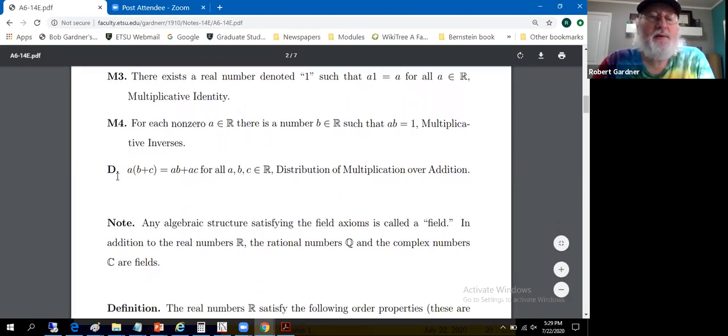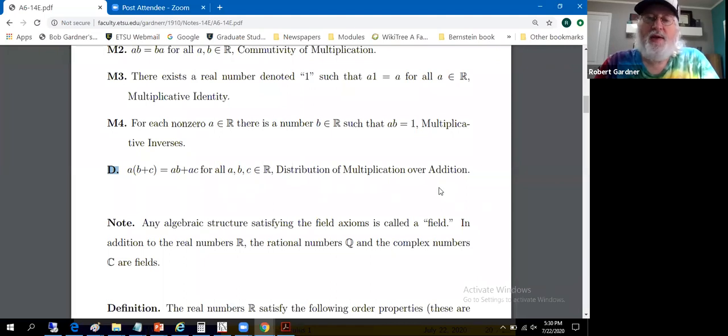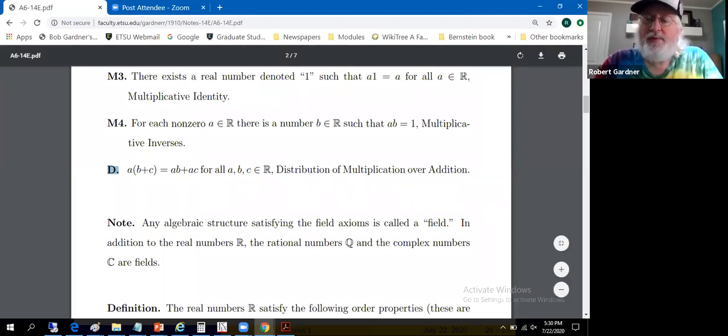And finally, an interaction of addition and multiplication. They label it with a D because it's distribution. A times (B plus C) is the same as AB plus AC, for all real numbers A, B, and C. Distribution of multiplication over addition. So there are the algebraic properties, the field axioms of the real numbers.